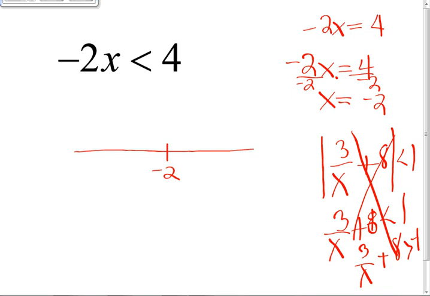Wait, why would you have to flip the sign? We're not going to flip the sign. Let me do the problem. I'm not doing it that way. We are doing it as a boundary.